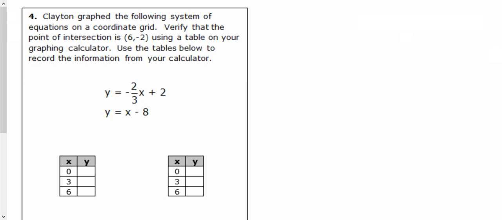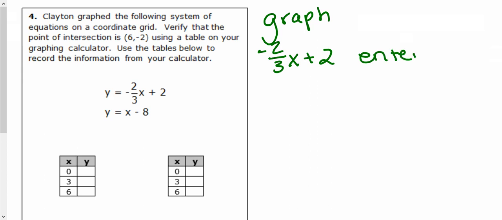Okay, so you should have paused and tried doing this yourself. Remember you start by going to your graph. Then we're going to type in negative 2/3 x plus 2, and hit enter. Then you should be typing in x minus 8, and hit enter. After you've typed in the 2, you should see the graph, but if you can't see where your point of intersection is, remember we're going to hit menu.